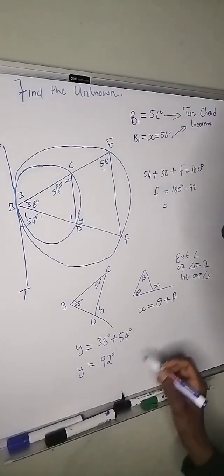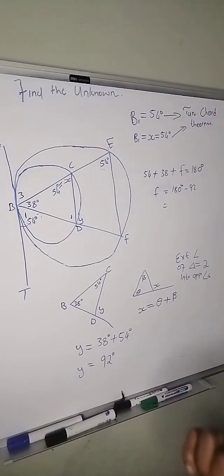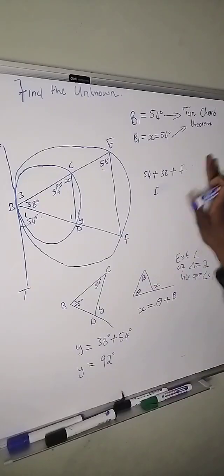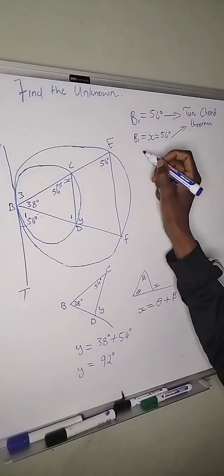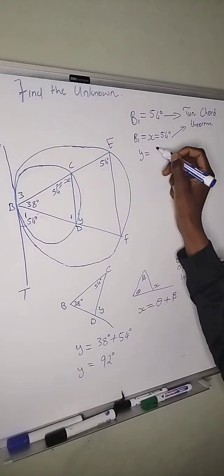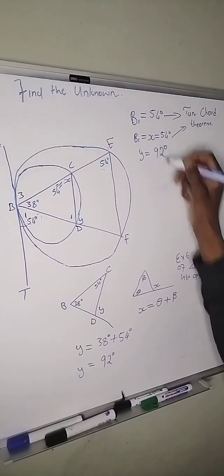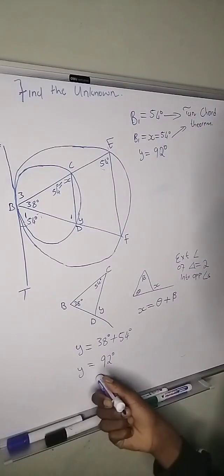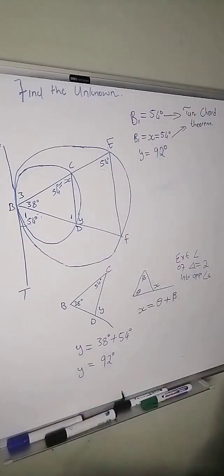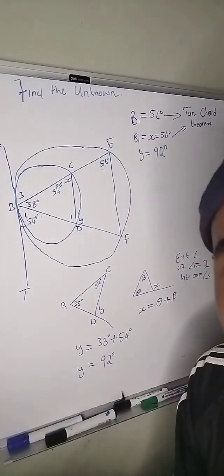92 degrees. Thank you very much. So we got the value of x and we got the value of y. So our y is going to be equal to 92 degrees. This, we use that to get that.